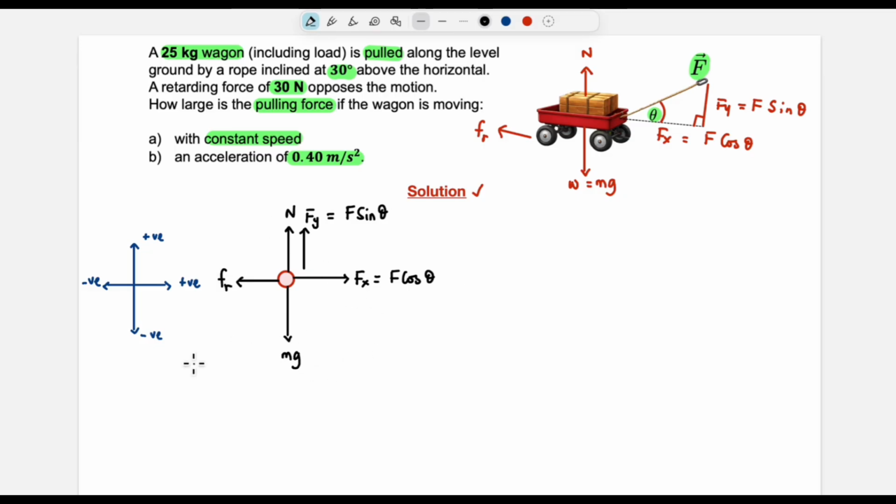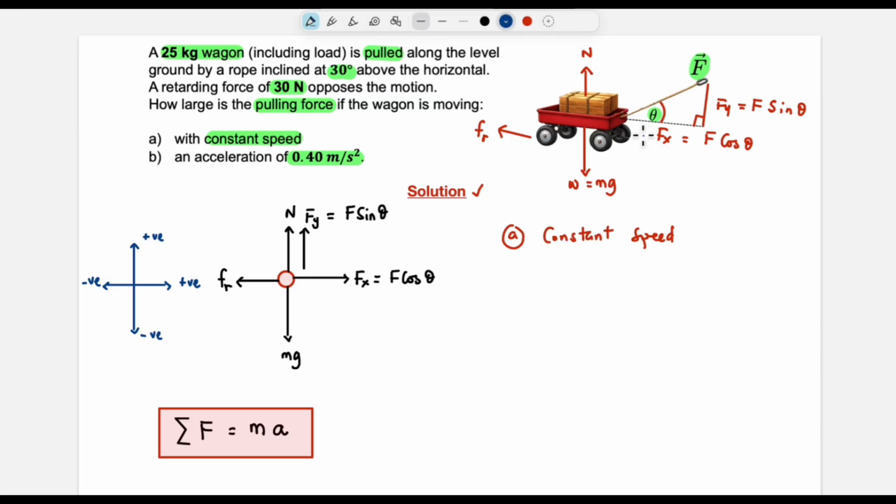To solve this, we need to consider Newton's second law. What does Newton's second law say? It says that the net force acting on this wagon equals the mass of the wagon times the net acceleration produced from this net force. So that is Newton's second law. We will apply this to the first part of the problem. So A, when the object is moving with constant speed, what this means is that acceleration is 0. When the net force on an object is 0, it means that there is no acceleration and the object moves at a constant speed.